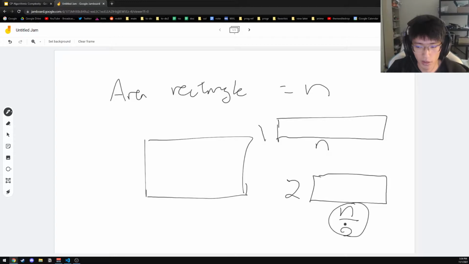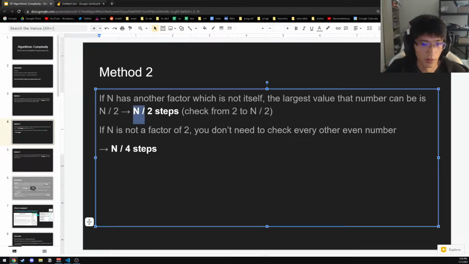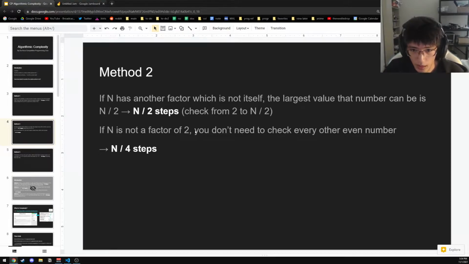So you can search up to n over 2, and that would divide the number of steps that you need to take by 2. And if n is not divisible by 2, if you try dividing by 2 and you have a remainder, it's an odd number, then you don't need to check every even number beyond that. So you can divide the total number of steps as well.